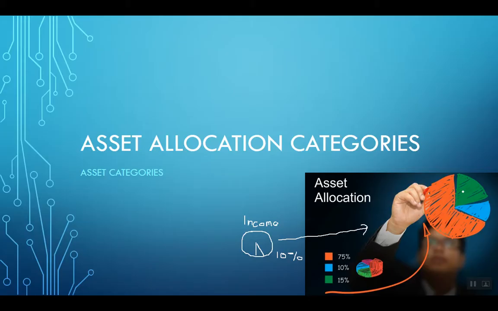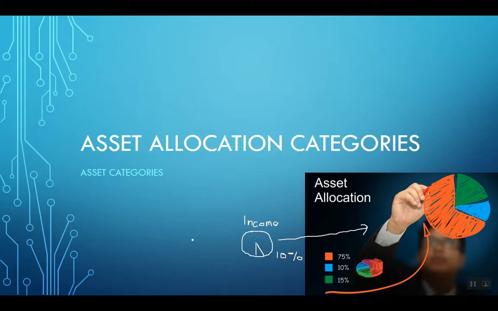So again, you're taking a slice out of your income and putting it into this big pie of deciding where you want your money to go. This person, for example, has 75%, 10%, and 15% in three different unnamed categories. We also use the term asset allocation categories, or different places we can actually park our money.